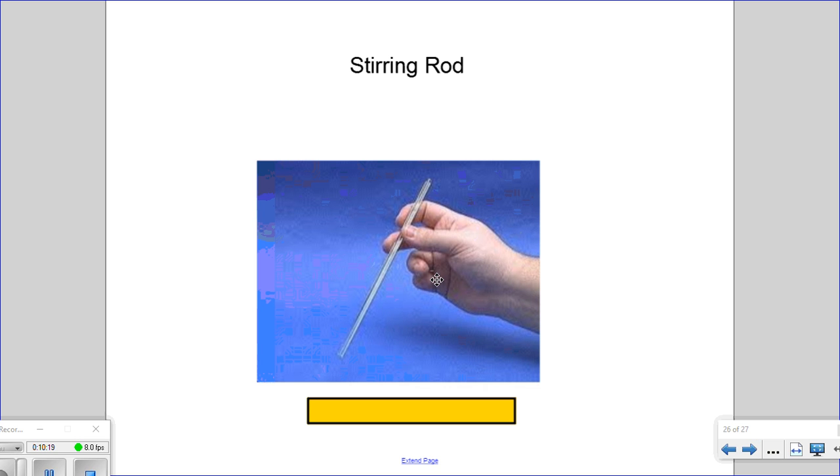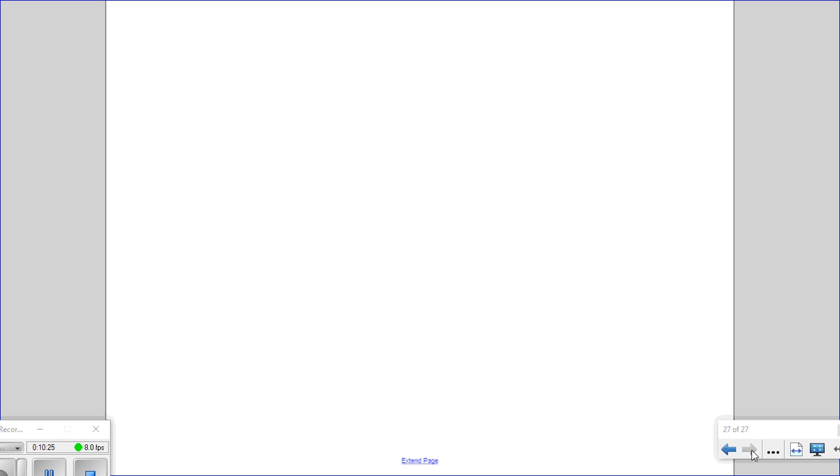Next up is a stirring rod. A stirring rod is used to stir liquids. And that is the end of the common equipment that you find in a lab.